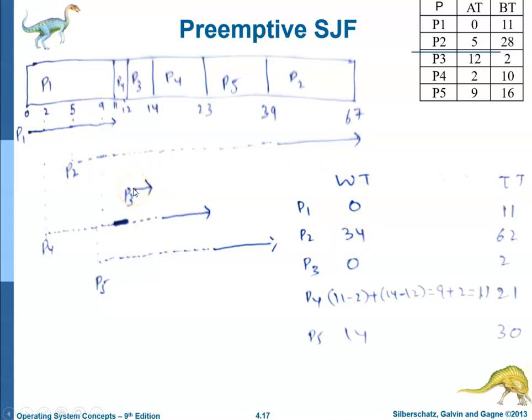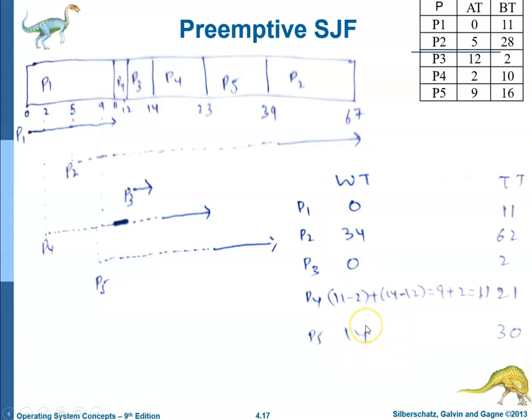P3, as you can see, has no dotted line, hence P3's wait time is 0. P4, please pay attention here. P4 has two sets of dotted lines, so we need to calculate the length of both. End minus start: 11 minus 2 plus 14 minus 12. So 11 minus 2 is 9, and 14 minus 12 is 2. 9 plus 2, 11. So P4's waiting time is 11. P5's waiting time is 23 minus 9, which is 14.